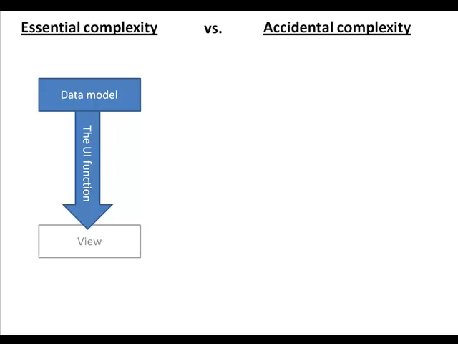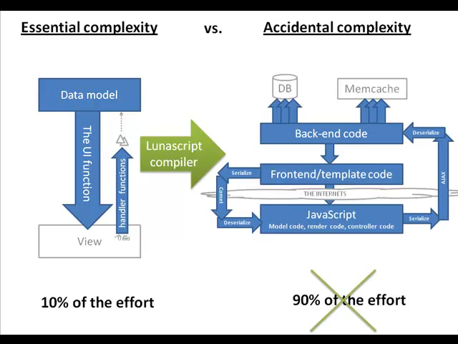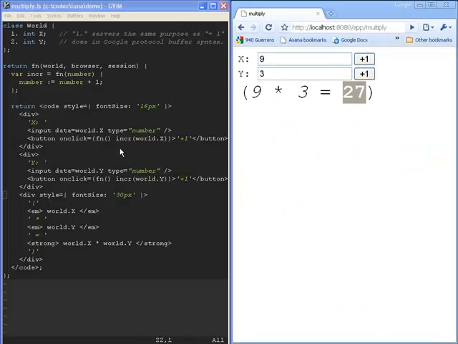In LunaScript, all you do is specify your data model and a function from your model to your view, annotated with handler functions from user inputs to model changes. That's it. This is basically just a functional specification of your app. From this, the LunaScript compiler produces a functioning Web 2.0 style application, complete with real-time bidirectional synchronization and even offline support. Let's look at a simple example.